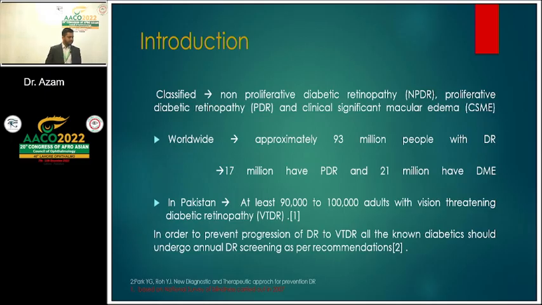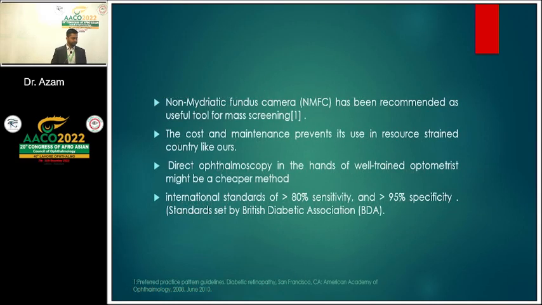In Pakistan, at least 90,000 to 100,000 adults have vision-threatening diabetic retinopathy. In order to prevent progression of DR to vision-threatening diabetic retinopathy, all diabetics should undergo annual DR screening as per recommendations. Non-mydriatic fundus camera has been recommended as a useful tool for mass screening. The cost and maintenance prevent its use in a resource-strained country like ours. Direct ophthalmoscopy in the hands of well-trained optometrists might be a cheaper method.